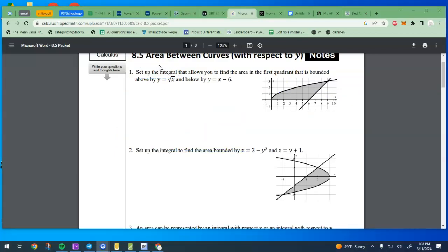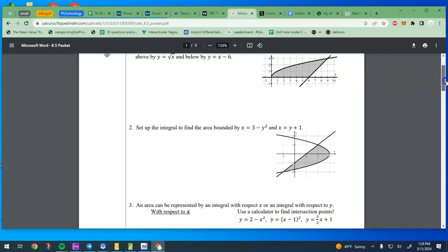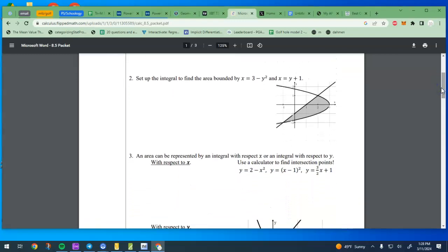So number 2, we don't have a graph. No, we do have a graph. See this? We do have intersection points too. Let's pretend we don't have a graph. How about that? This doesn't exist. How do I find the intersection points?